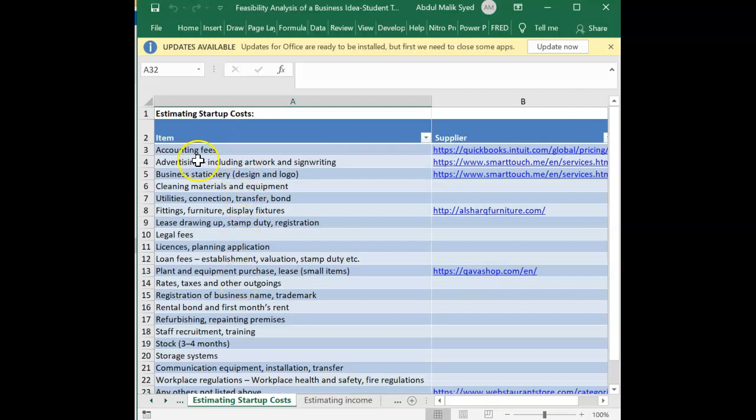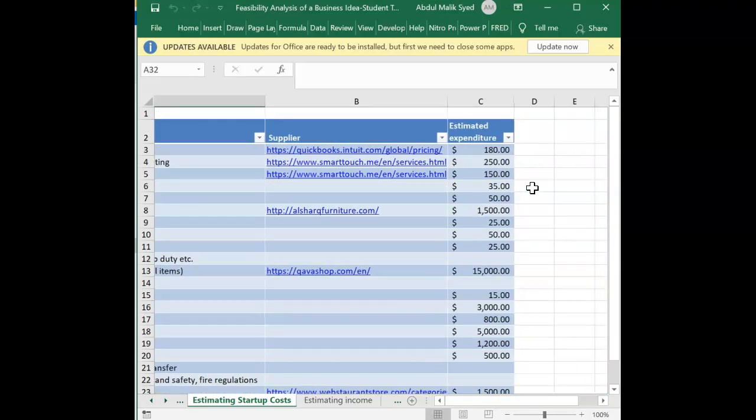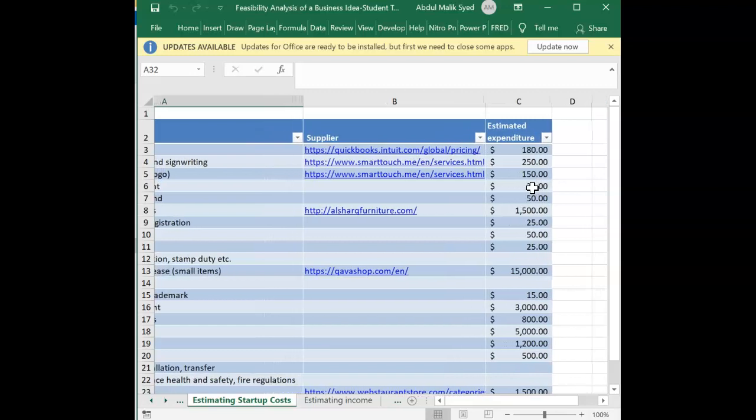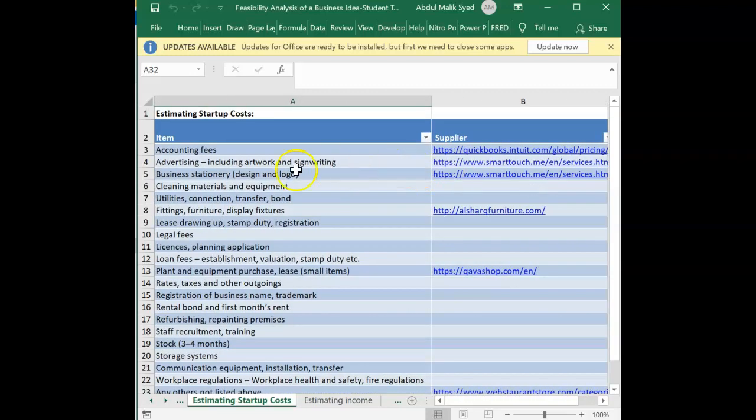So you use this, like say for accounting fees, you require a QuickBooks, as usually small businesses use QuickBooks in order to manage the accounting aspects of the business. So how much will be the price, all those things you are going to put, the supplier details here, right? And then what will be the cost they are going to have for you. Okay, so this is the estimated expenditure I have done for the coffee business, right?